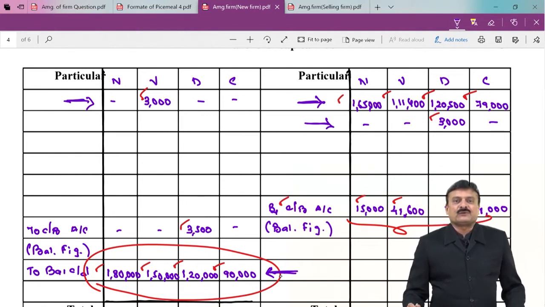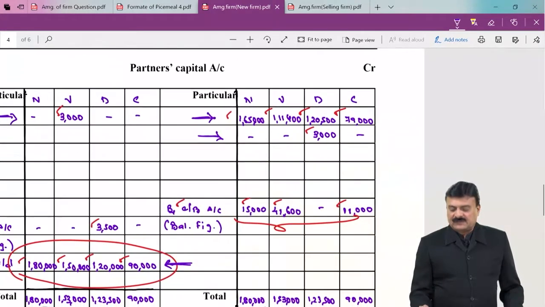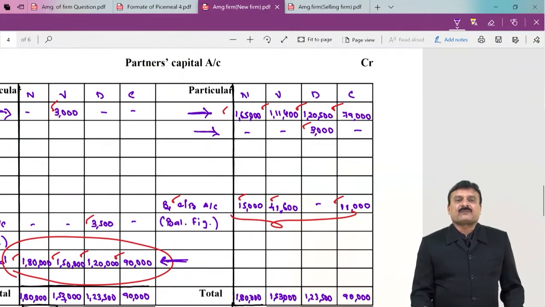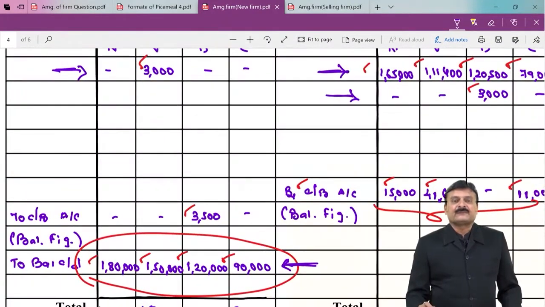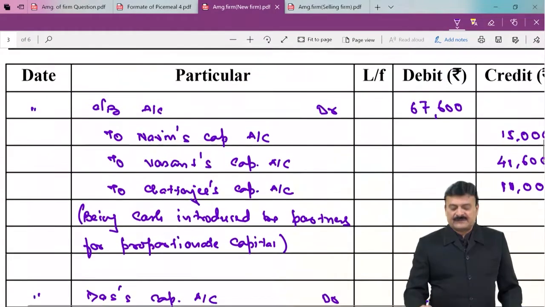5,40,000 distributed to new partners in new ratio, and after writing these closing balances, you make balancing of each partner either to cash bank or by cash bank. For 3 partners, Naveen, Vasant and Chatterjee, it is by cash bank, and for Das it is to cash bank. Got it? So what will be our journal entries coming over?